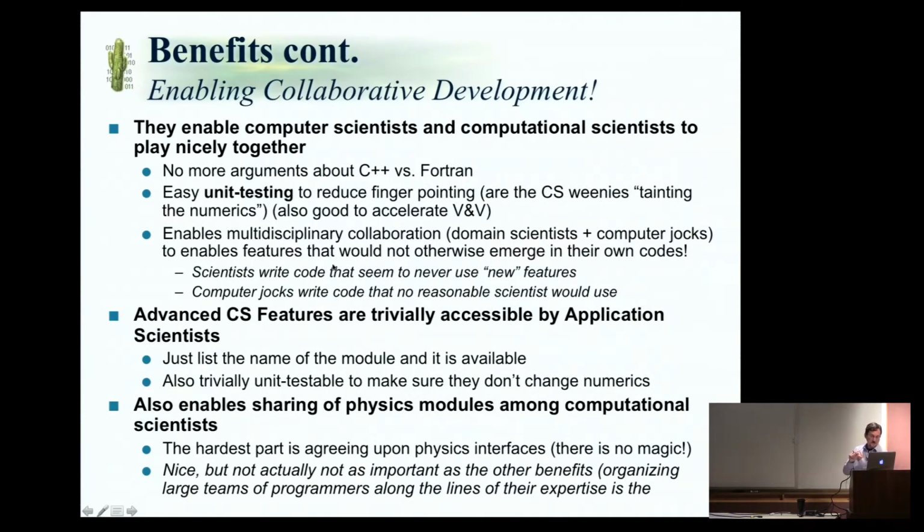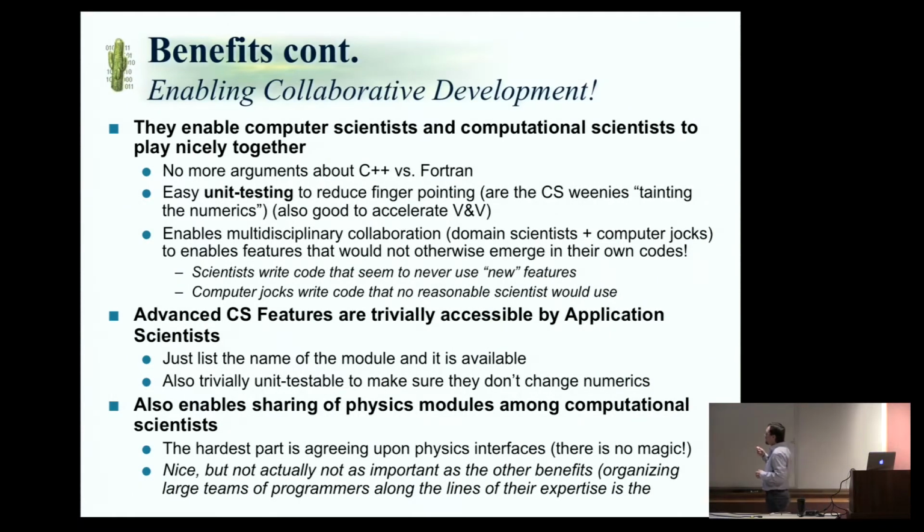It enables multidisciplinary development, so you could actually have people working in completely different modules that have completely different physics, and they don't have to 100% understand each other, but you have a common plug-in framework where you can bring together these components written by experts whose expertise doesn't necessarily overlap. It also makes some advanced CS stuff trivially accessible to your app scientists, and it makes sharing of the physics modules among the computational scientists easier.